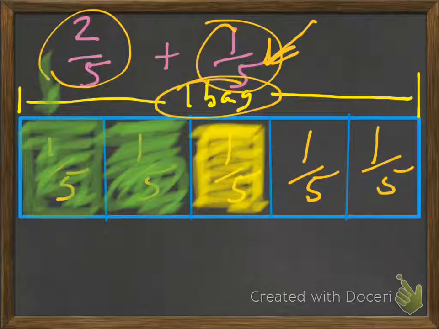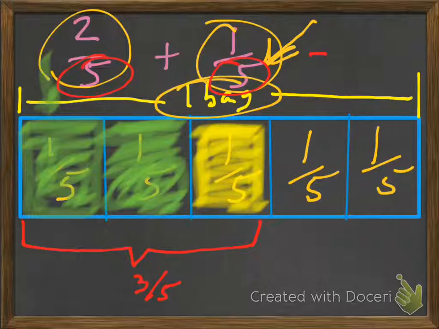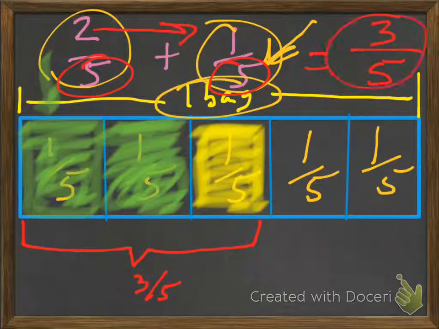So now we can take a look and add it up. We can see that these together make 3/5. And what makes it even easier is that when you have like denominators, you can leave the denominator there and just add straight across. 2 plus 1 is 3. So 3/5 of the bag is used, and we have 2/5 left over. So again, the key is, since they have like denominators, you can add the numerators straight across.